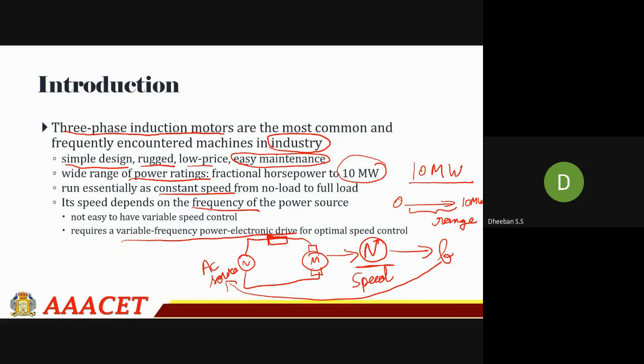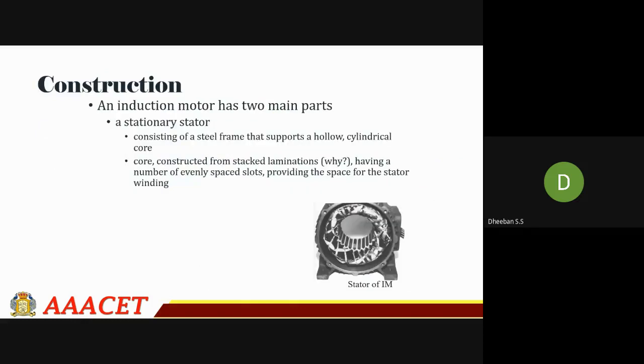Now we will move to the construction part. The construction has two main parts, similar to other kinds of motors. All electrical machines, whether a generator or a motor, have a stator, which is the stationary part.